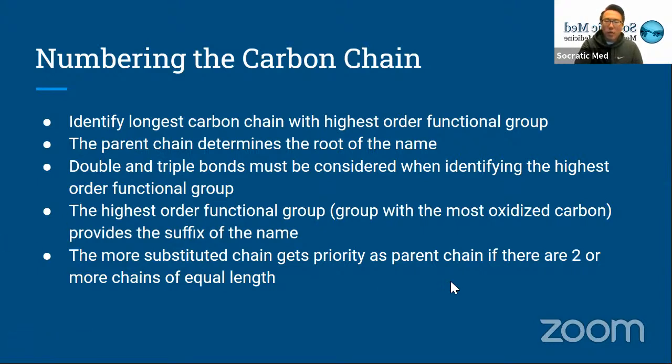And if there are two or more chains of equal length in that molecule, to determine which chain gets priority as the parent chain, you have to identify which chain has more substituents. Whichever chain has the most substituents attached to it will be given priority as the parent chain.